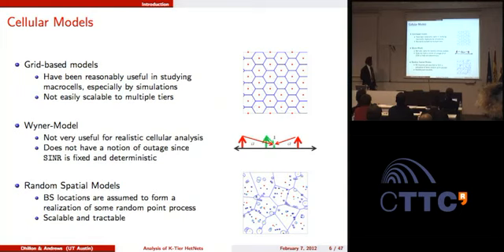What we call the random spatial model. In this model, you assume that the base station locations are some realization of a point process. You might not know what the underlying point process is, but you assume that maybe it's a Poisson process or any other process. So you assume them to be a realization. And you can easily see that because of this randomness, it is easily scalable. You could have as many types of base stations as you want in this kind of model. We will see why these kinds of models are more applicable to cellular networks of today, and why not the grid model.